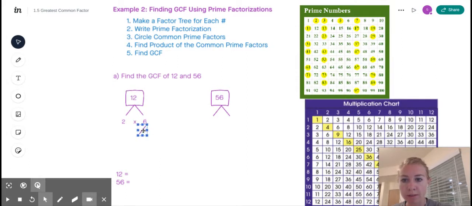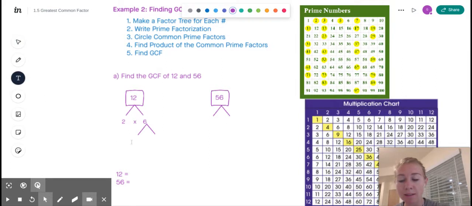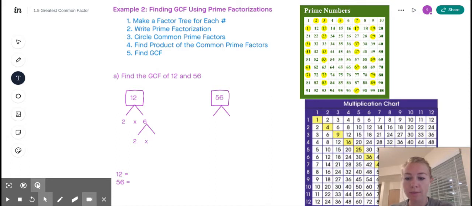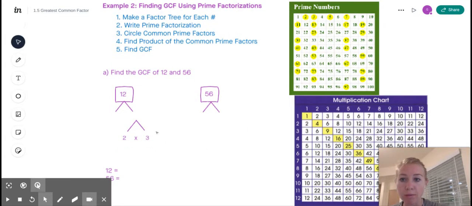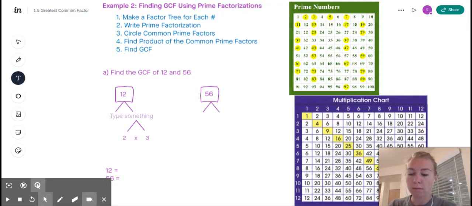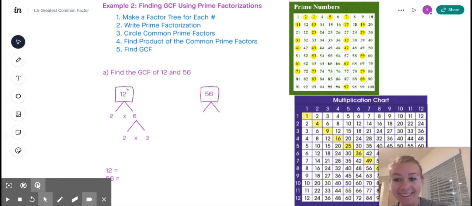Draw my little branches, like so. Okay, 2 again is an even number, so I know that 2 is a factor. So 2 times 3. 2 and 3 are both prime numbers, so we're not going to branch out from either one of those numbers. Somehow that just got deleted. Not really sure why that happened. Okay, so that is our factor tree for 12 using our prime numbers.